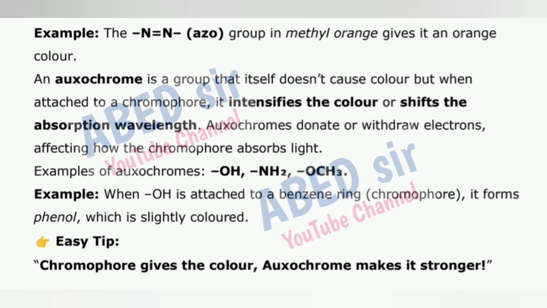An oxochrome is a group that itself doesn't cause color, but when attached to a chromophore, it intensifies the color or shifts the absorption wavelength. Oxochromes donate or withdraw electrons, affecting how the chromophore absorbs light. Examples of oxochromes: OH, NH2, OCH3. Example, when OH is attached to a benzene ring, chromophore, it forms phenol, which is slightly colored. Easy tip: chromophore gives the color, oxochrome makes it stronger.